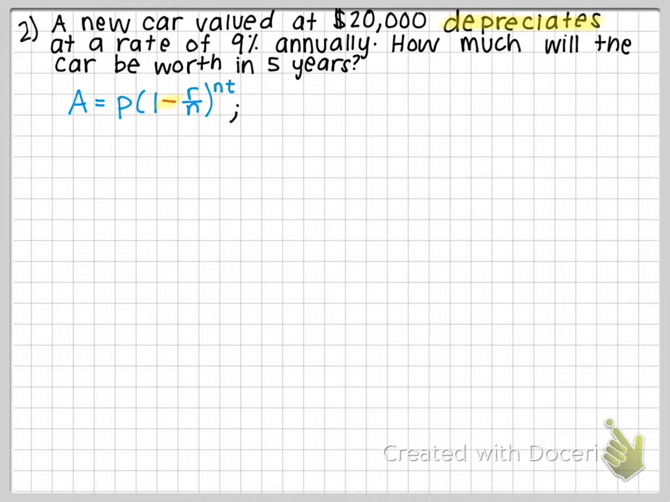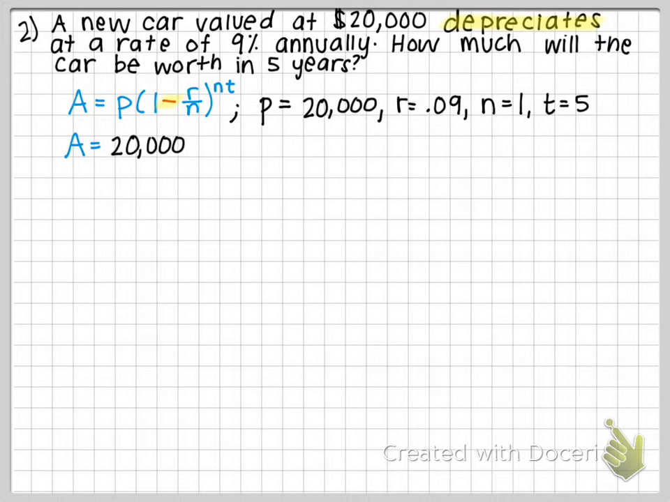And then we're going to define our different parts. So we have P equals, it started at $20,000. R is 0.09. Remember, we have to change the percent into a decimal. N is 1 because of the annually part of it. And T is 5 because of 5 years. Now just plug it into the formula. So 20,000 times 1 minus 0.09 over 1 raised to the 1 times 5.